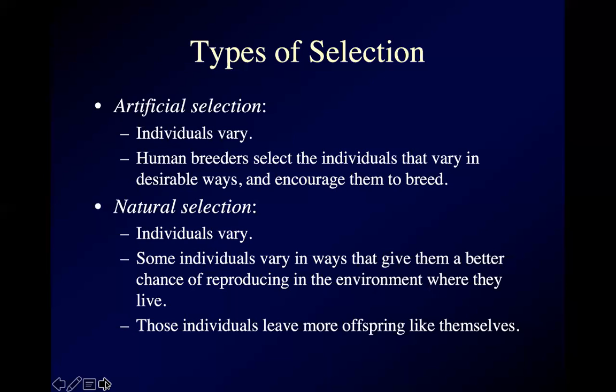Artificial selection starts by saying individuals vary and people select the individuals that vary in desirable ways, encourage those to breed, discourage the ones that don't have traits that they like from breeding. Repeat that over many generations, and you can get a domesticated species of animal or plant to change a great deal. And we've seen some terrific examples of that.